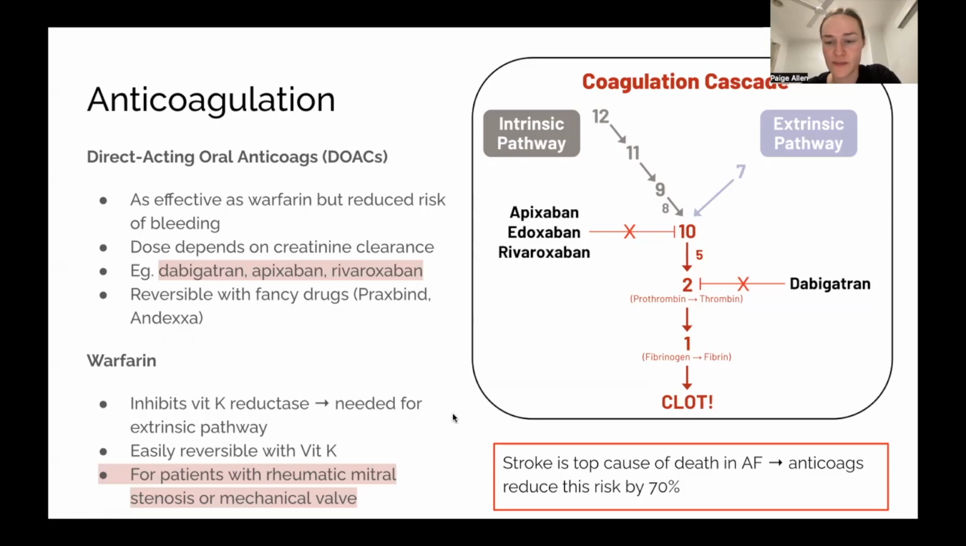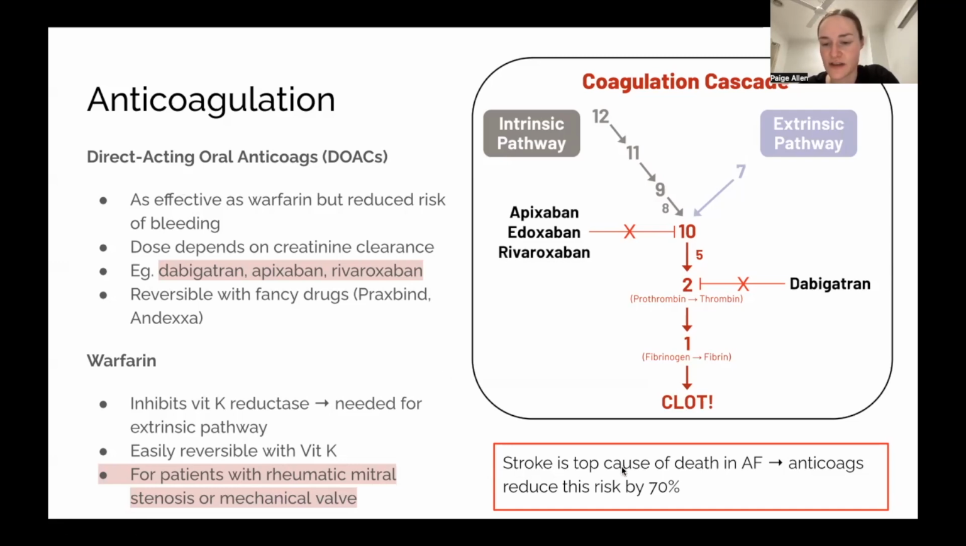And then warfarin works by acting on vitamin K reductase. So that's part of the extrinsic pathway, versus the other ones which are part of the pathways once they come together here. And I think the important part for this one is that patients that have rheumatic mitral valve stenosis or a mechanical valve automatically need warfarin. They cannot get DOACs.